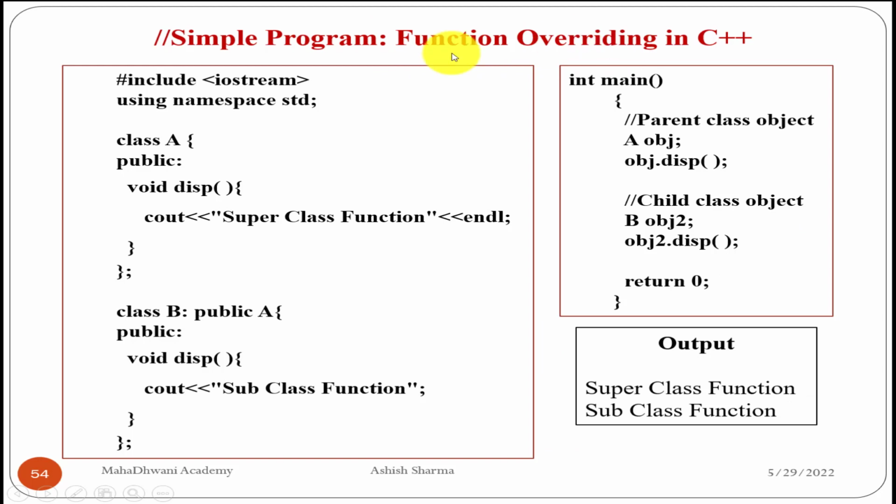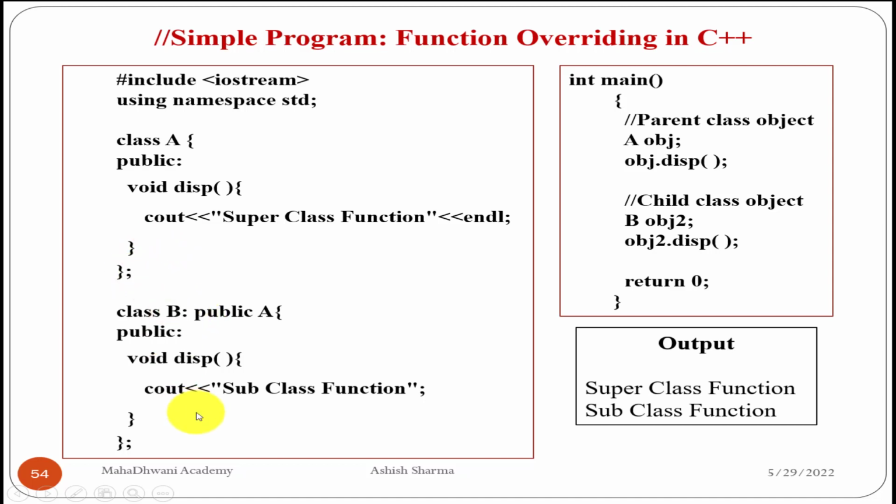Here we can see the example. In this example we have a class A. In the class A we have a public section. In the public section, void disp. disp is the name of the function and void is the return type. No arguments are passed here. cout just displays the output on the screen, and then we close the function body of disp and close the class.